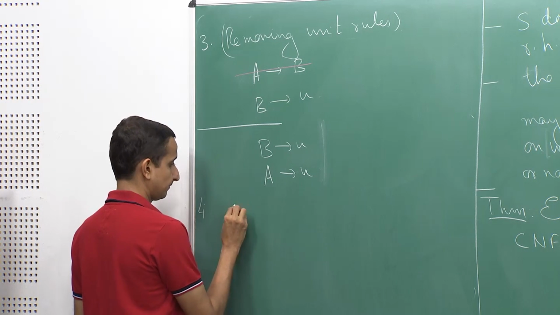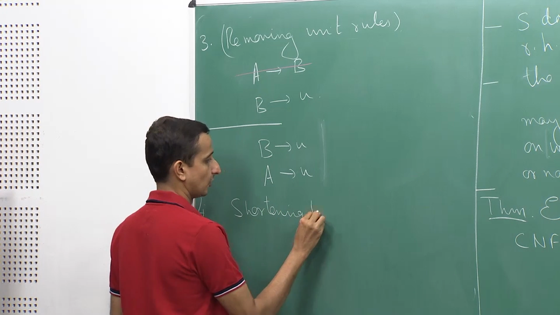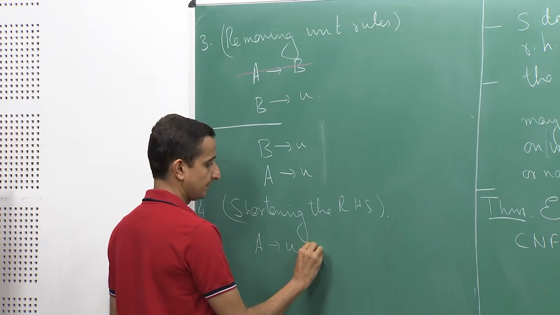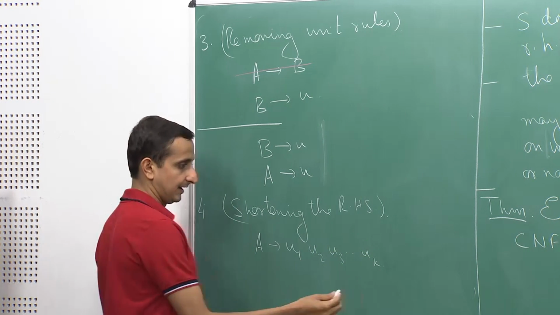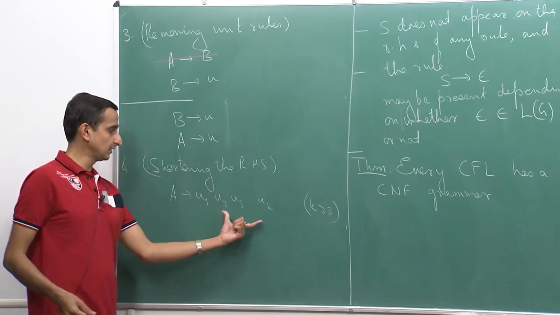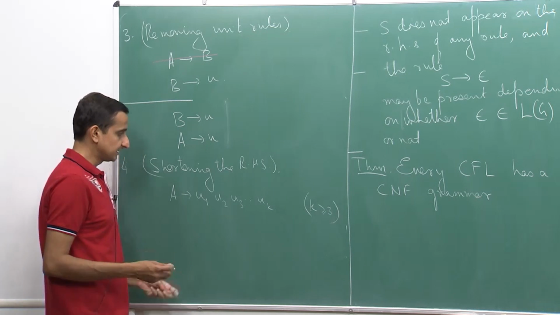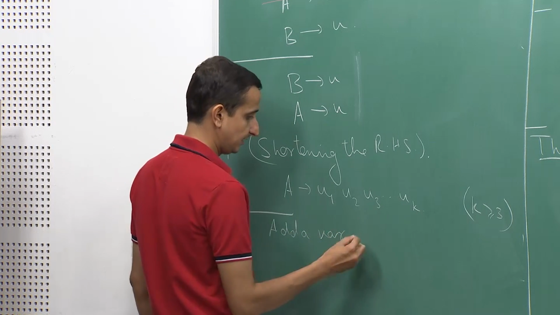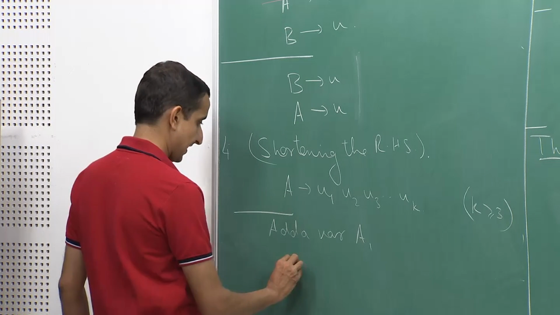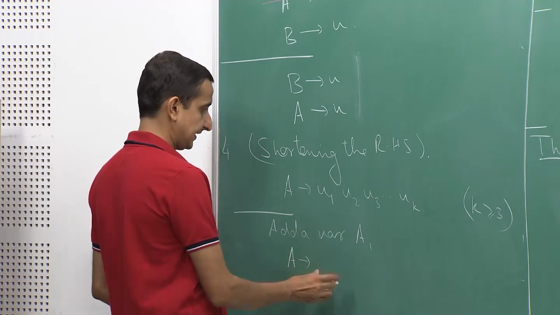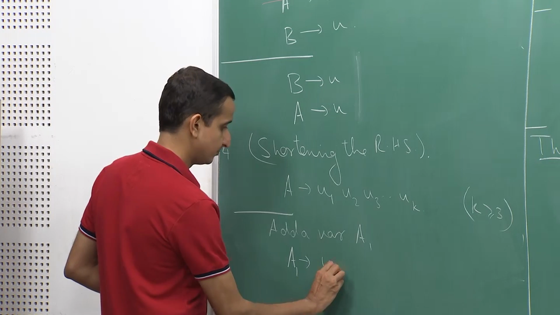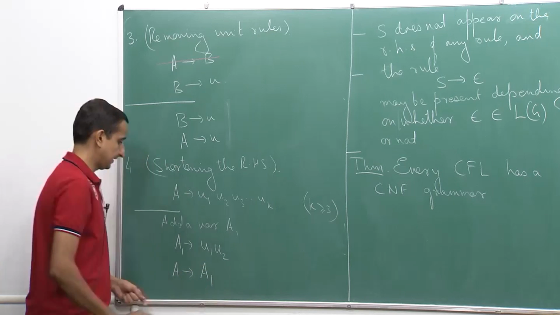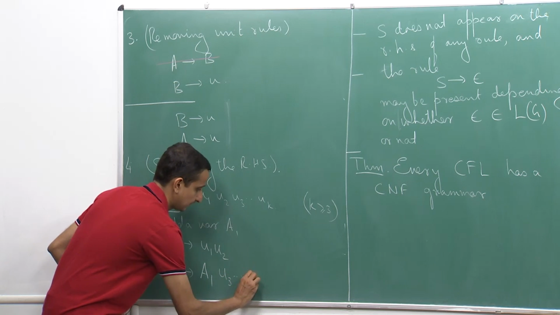The fourth is shortening the right hand side. Okay. So, suppose I have something like A going to U1, U2, U3 up to some UK, where let us say that K is greater than or equal to 3. Okay, so, if I have a long right hand side which is 3 or more, what I do is that I just shorten it in steps. So, first I add a variable, let us say A1, and I add the rule A1 going to U1, U2, and now I add the rule capital A going to A1 followed by U3 up to UK.